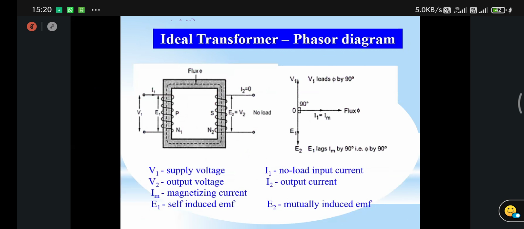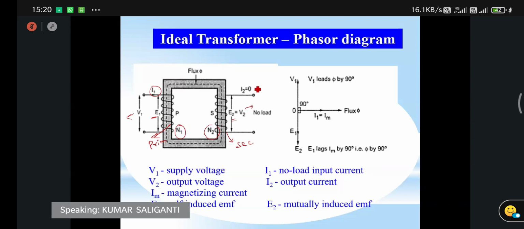So coming to the ideal transformer and its phasor diagram, you can see this is the flux. This is the primary, and this is the secondary winding. Here this is the secondary side voltage, the terminal voltage, and this is the primary side voltage, the input voltage, and this is the I1. Here E1 and E2 will be there. The subscripts represent primary and secondary, so these are the number of turns with respect to primary, and these are the number of turns with respect to secondary.